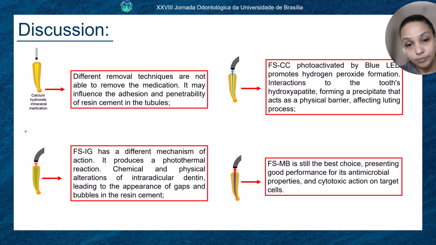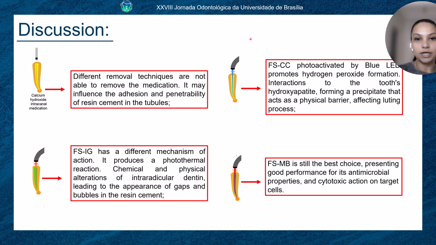And secondly, each of the photosensitizers behaved differently. Indocyanine green has a different mechanism of action. It produces a photothermal reaction and not a photochemical reaction, and it may lead to a chemical and physical alteration of the intraradicular dentin, leading to the appearance of gaps and bubbles in the resin cement.